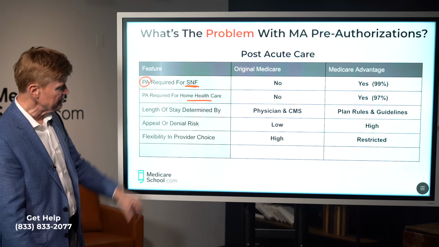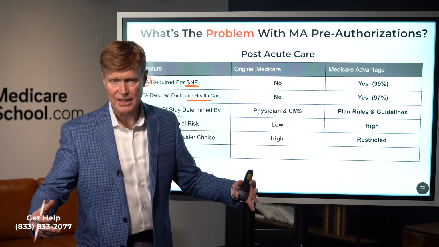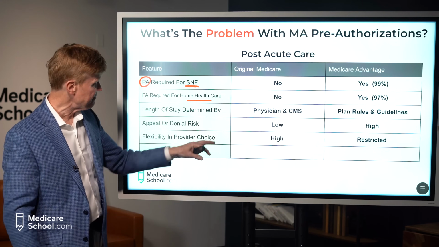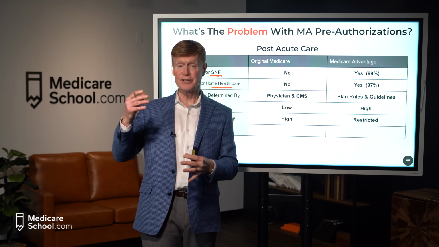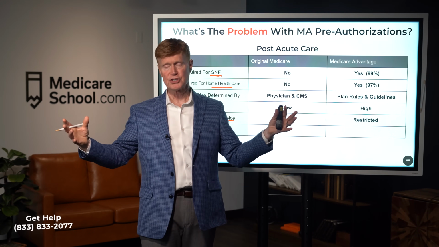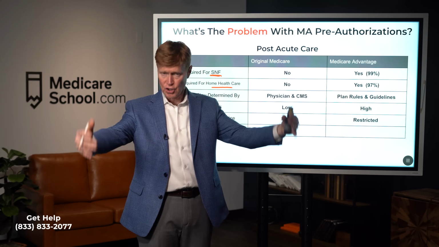All right, flexibility and provider choice. In other words, what kind of facilities can you go to for the rehab, whether it's outpatient or a skilled nursing facility, all those kind of things. Very, very high provider choices. Why? Because as long as the provider takes original Medicare, you can get your service from them. So it's not limited whatsoever. We call that an open access system. Anyone that takes Medicare, go where you want to go.